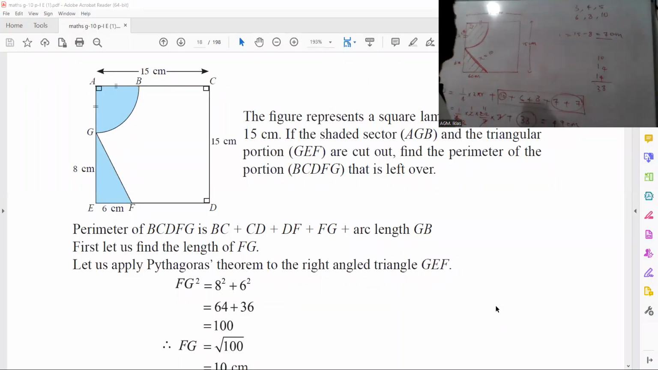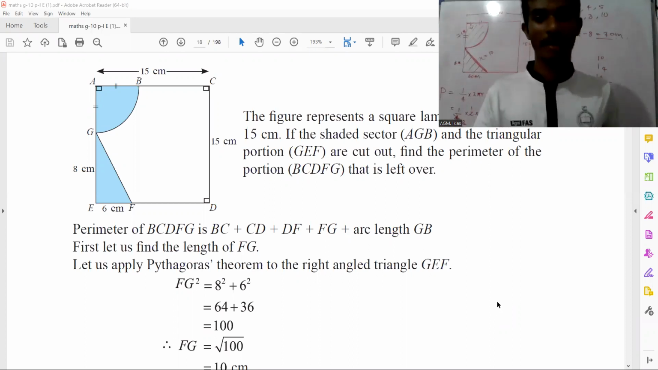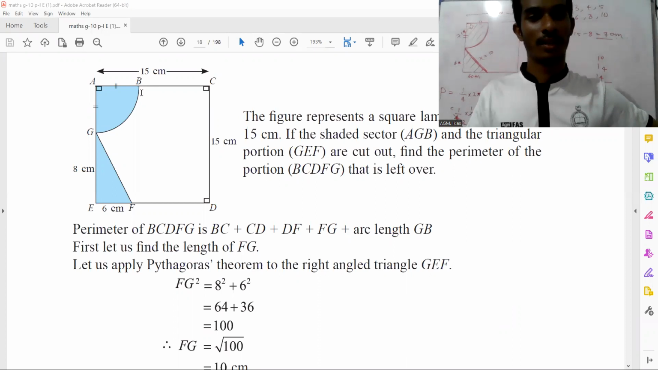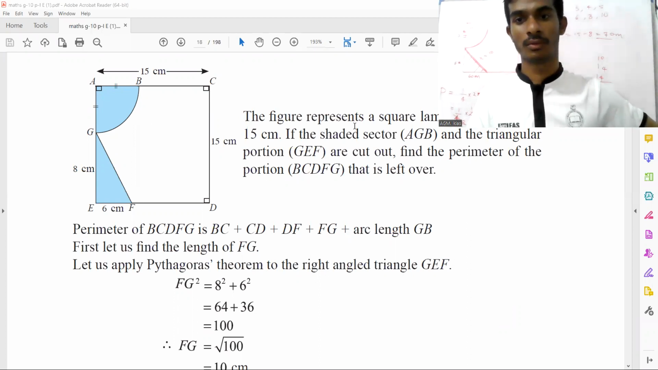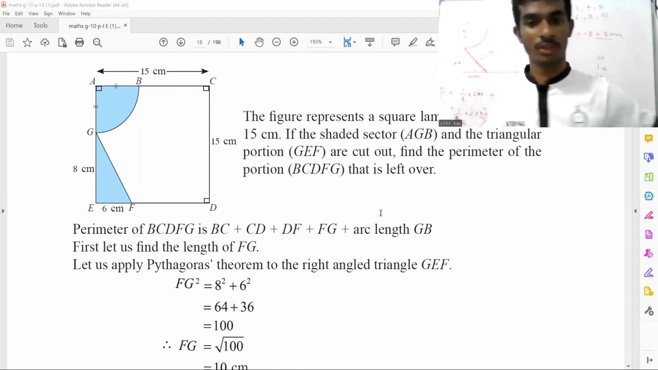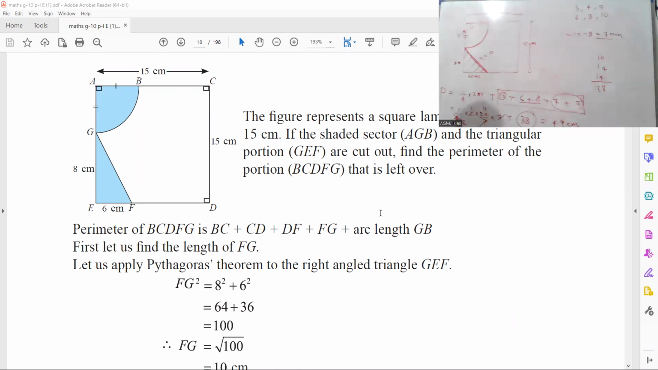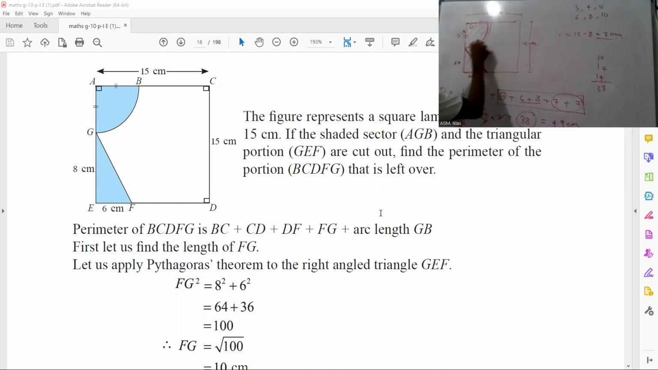I have found the perimeter of the shaded region, but they have found the perimeter of the region which is not shaded. They tell us this is a lamina, so they cut off this region from a square lamina. So they have found the perimeter of the region left out. I have explained how to find the perimeter of this region, but in the book, they have found this region.